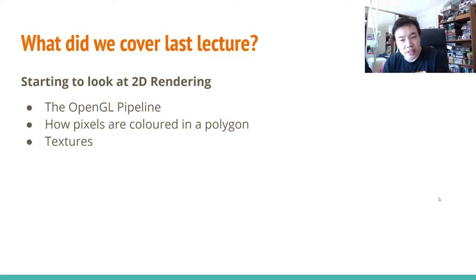Last lecture we were getting into more detail on the OpenGL pipeline. In the first week, I showed you the overall idea of what polygon rendering is. The idea was, how do we take the vertices, which are just the points on a shape, put them together and turn them into something that we can then render on the screen.